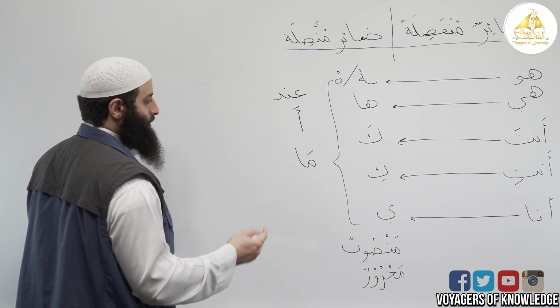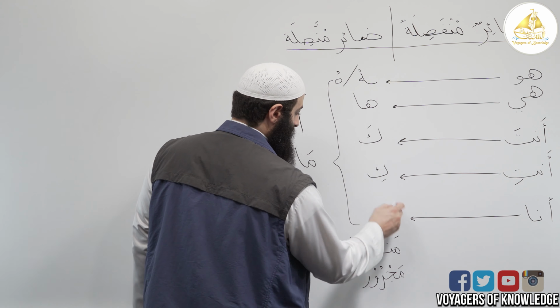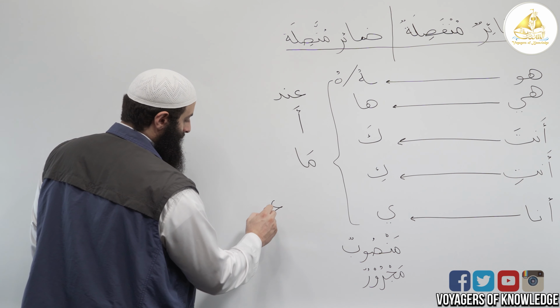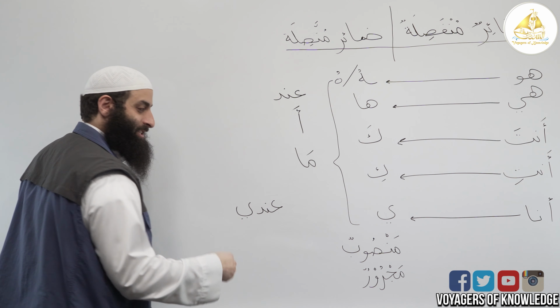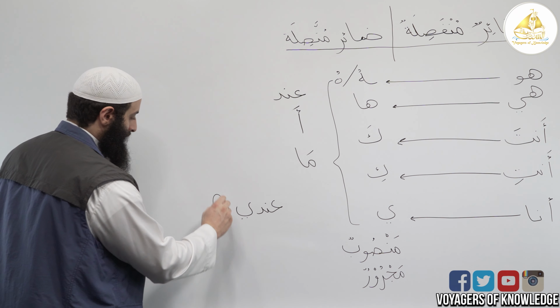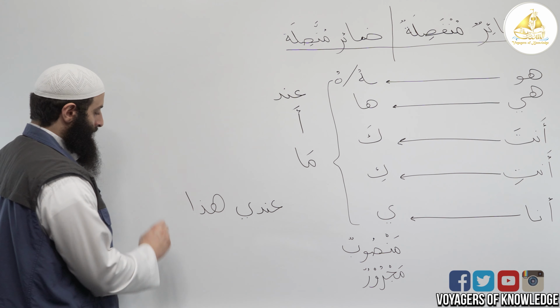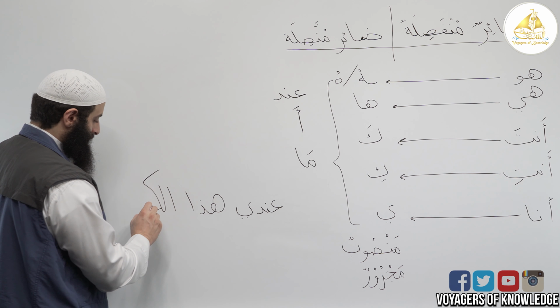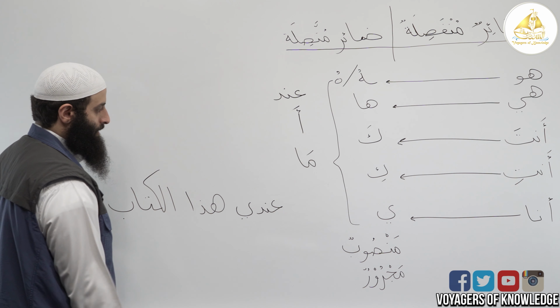I have. So, here's the one for I. We need to add ya. عندي. How do you say this? هذا الكتاب. Okay.